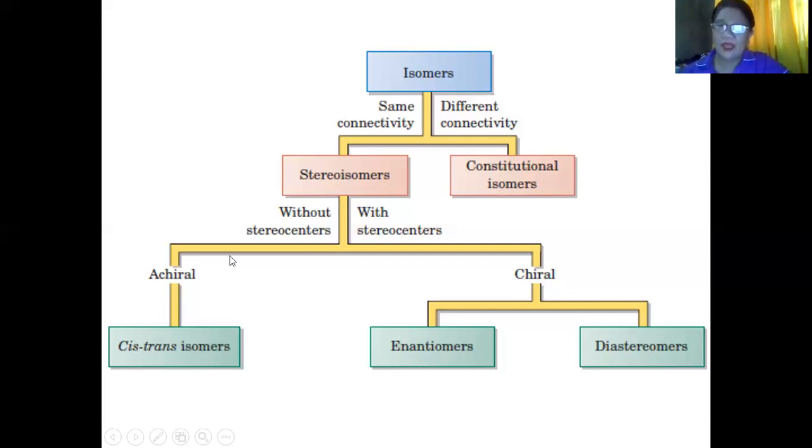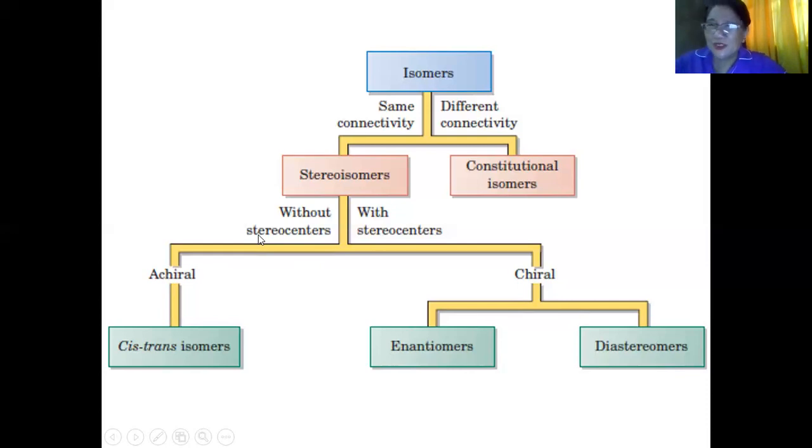If they are stereoisomers, they are then classified into achiral or chiral. What do you mean by achiral? Achiral means without stereocenters, while chiral has stereocenters. In the achiral, there are two kinds, the cis and the trans isomers we showed earlier. In the chiral, it could either be enantiomers, meaning mirror images, or diastereomers. How will you know it's achiral? If it is without stereocenters.